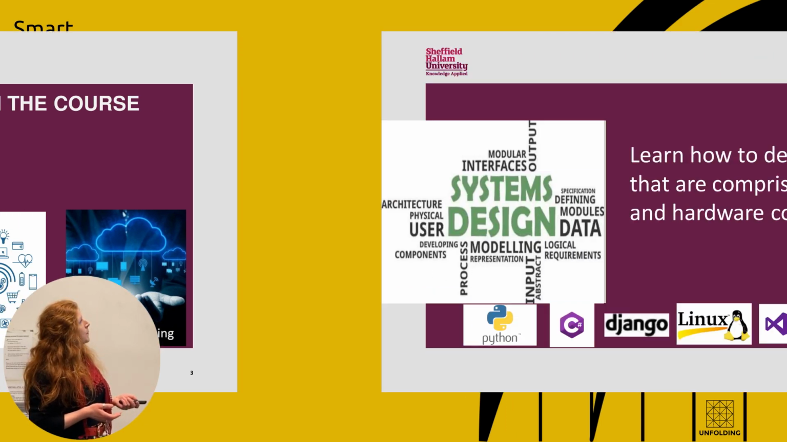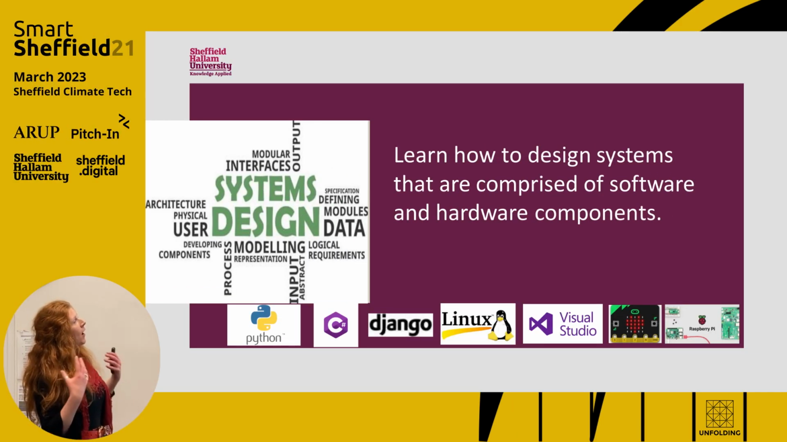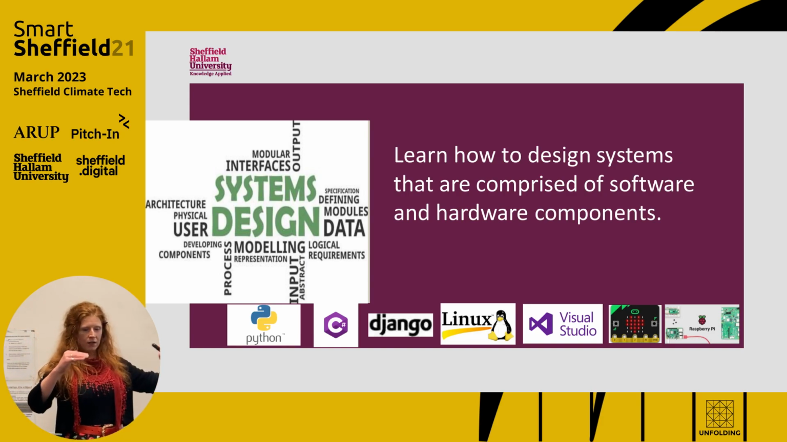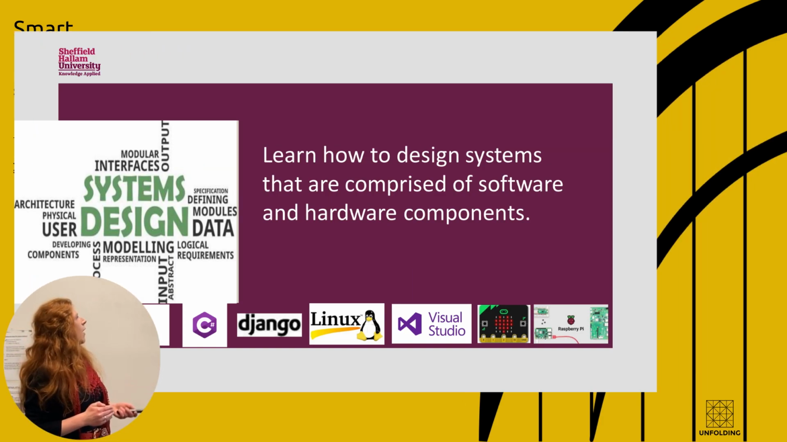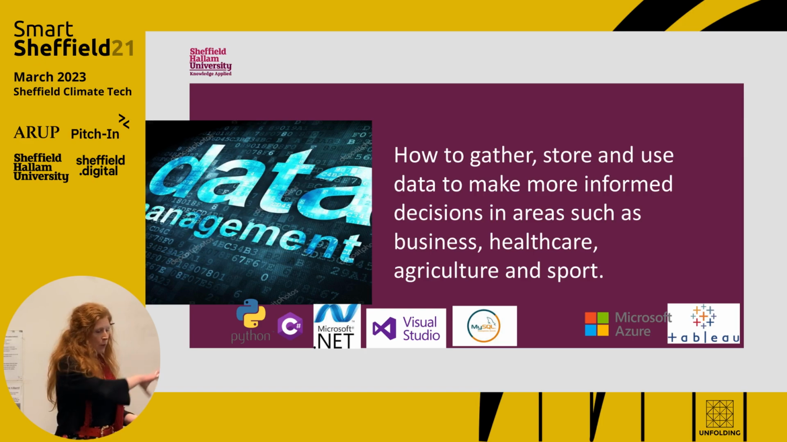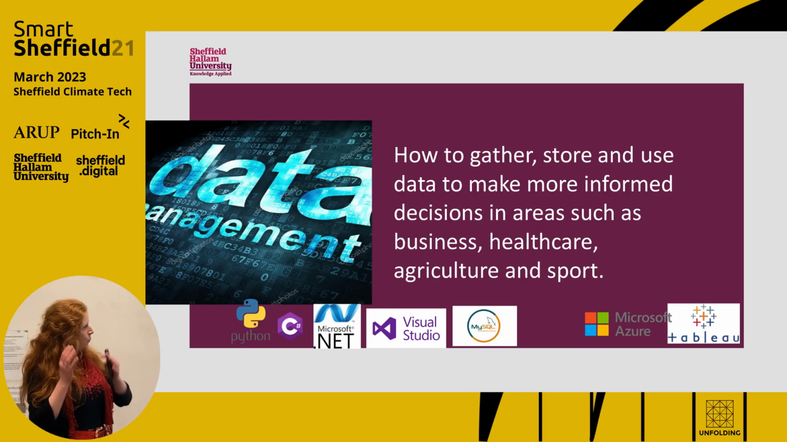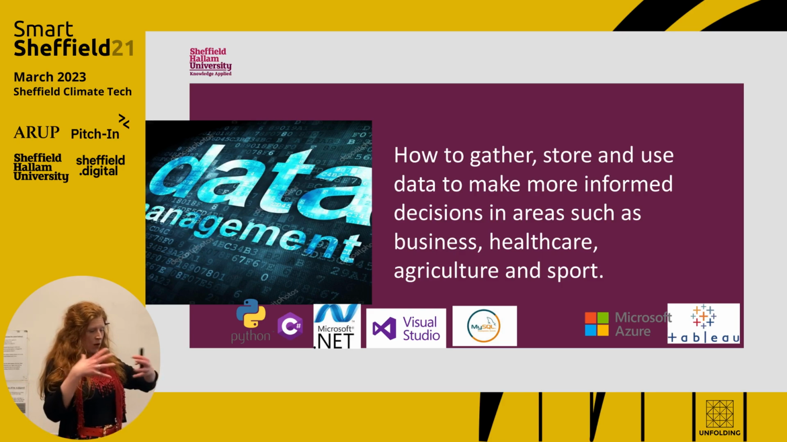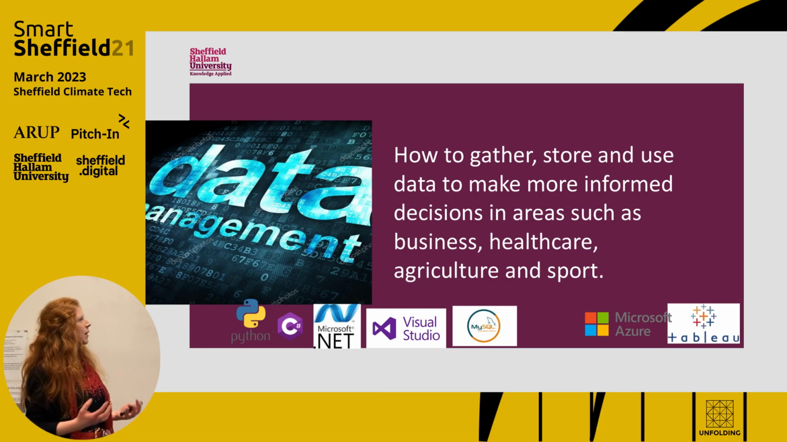Just to give you an idea of what I mean by each one. Smart systems, in brief, is looking at how to design systems that are comprised of software and hardware components: how the hardware is made up, and then how to design the software architecture on top of that. Data management is how we gather data, the design principles that we apply to gathering and managing that data, and what software tools and techniques we use to do that. Then once we have that data, what do we do with it, what is it for, and that's a really important part of this degree.